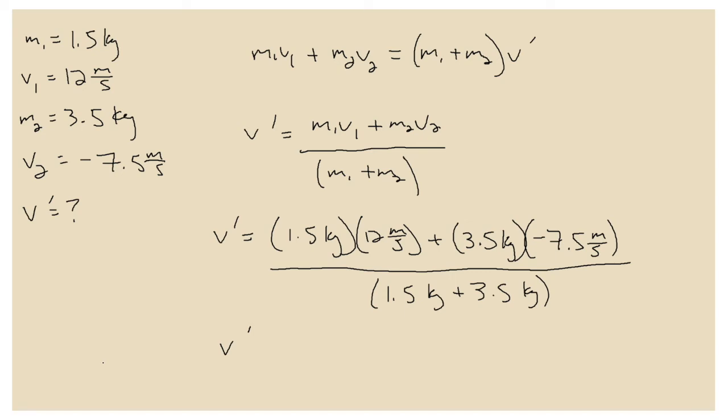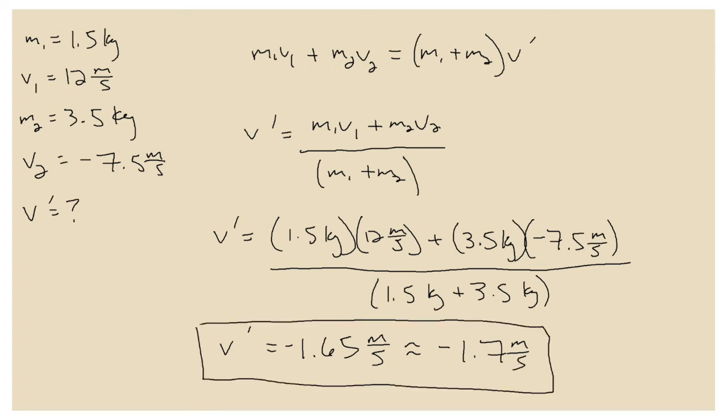And so when we do the math in the numerator, we get negative 8.25 kilogram meters per second. The denominator simply works out to be 5 kilograms. And when you do that math and you do your division, you get negative 1.65 meters per second. And since every number in this problem is given to two significant figures, we'll go ahead and round that to negative 1.7 meters per second. And that's it for part A.